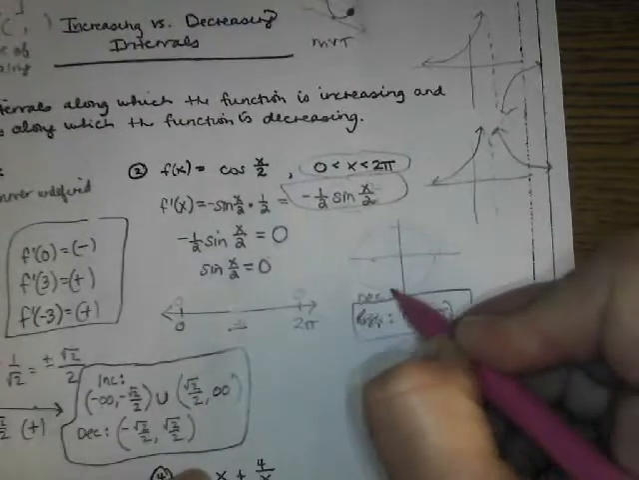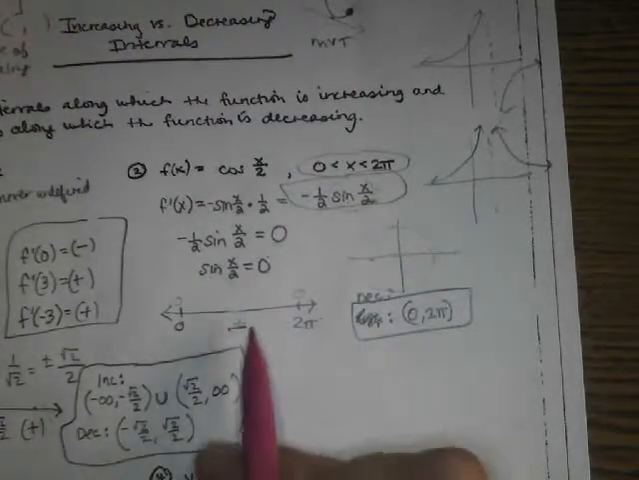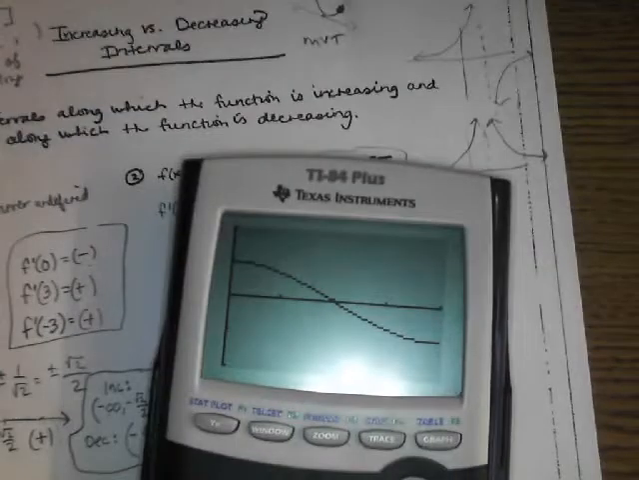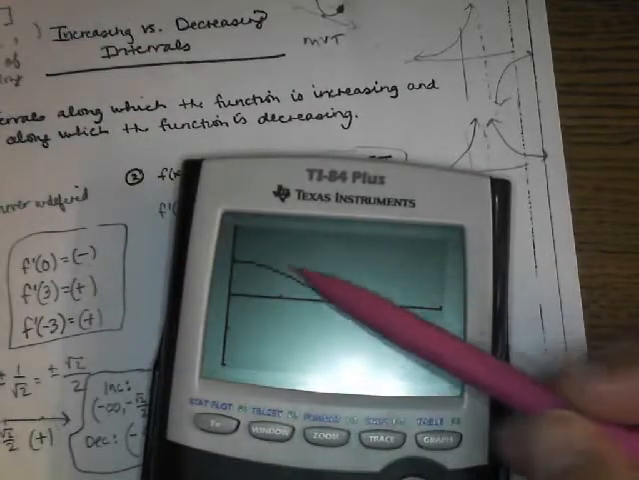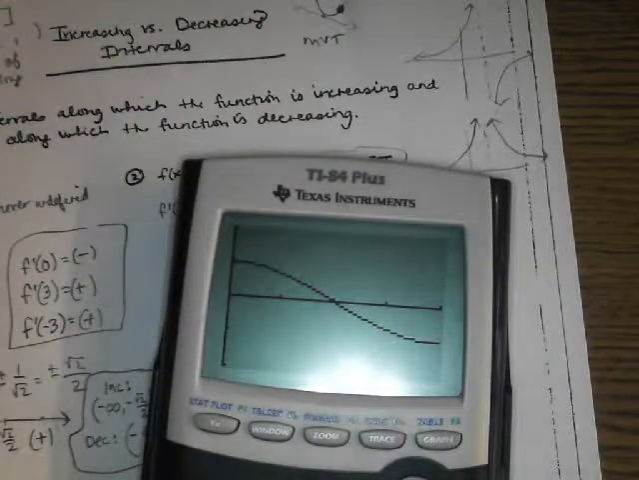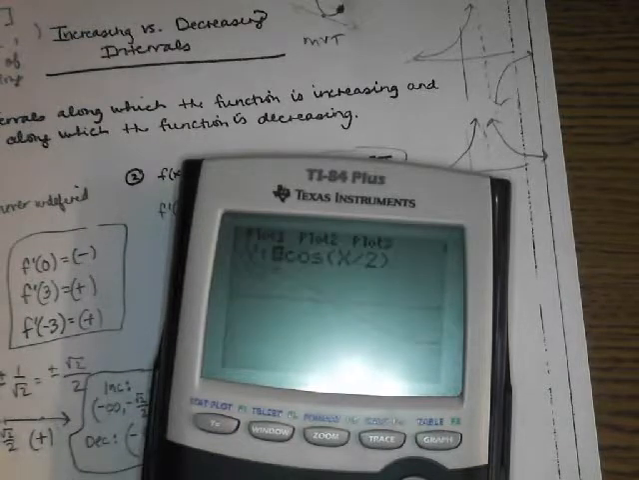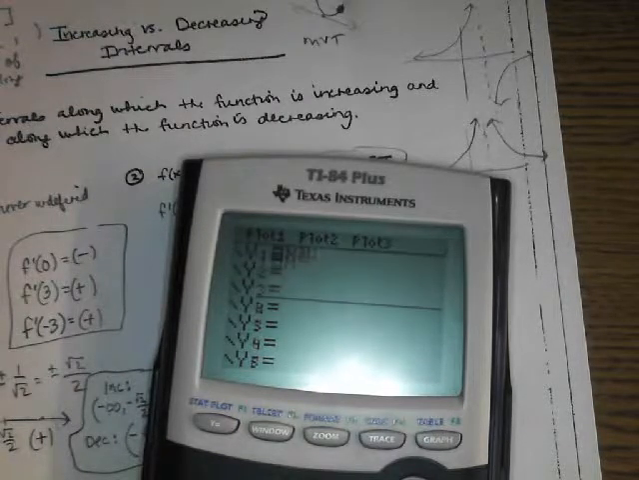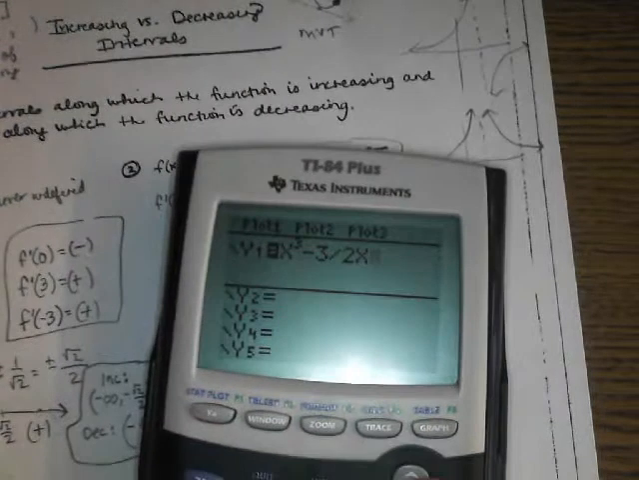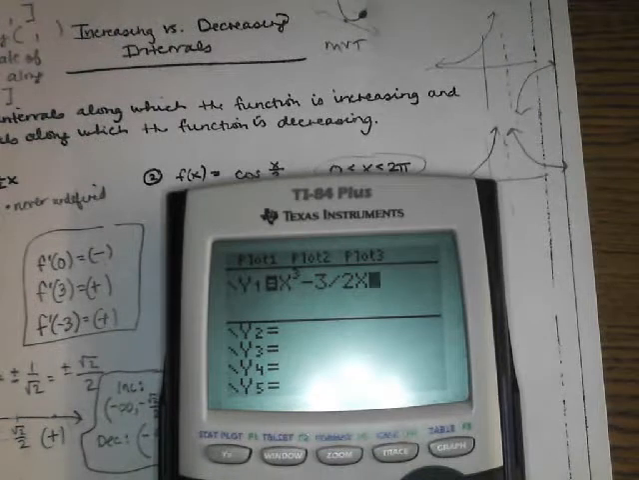And then, obviously, our graph is confirmed. It's decreasing the entire time. Good? Just for the sake of checking that last one, x to the 3rd power minus 3/2 x, on my window, I'll just make it a standard window.